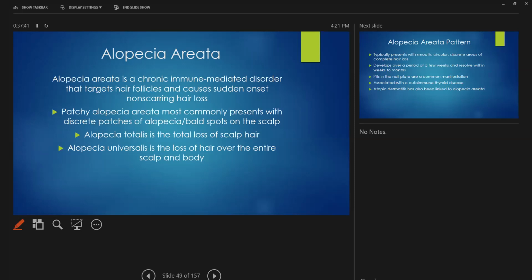What is alopecia areata? Well, alopecia areata is a chronic autoimmune mediated disorder that targets hair follicles and causes sudden onset of non-scarring hair loss. It's usually a patchy presentation with these discrete patches of complete baldness. Alopecia totalis is the total loss of scalp hair. Alopecia universalis is a loss of hair over the entire scalp and body.